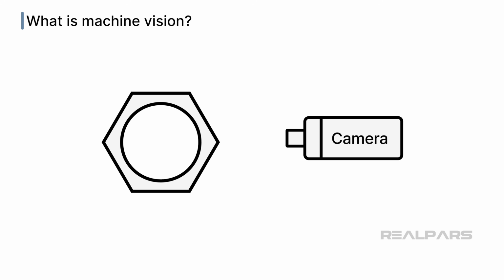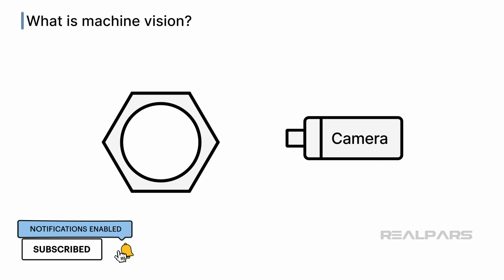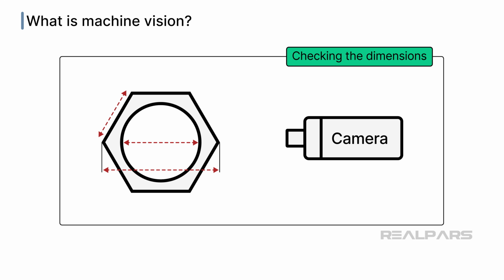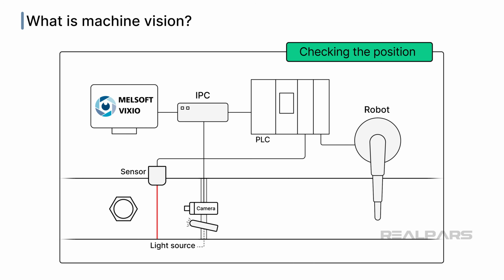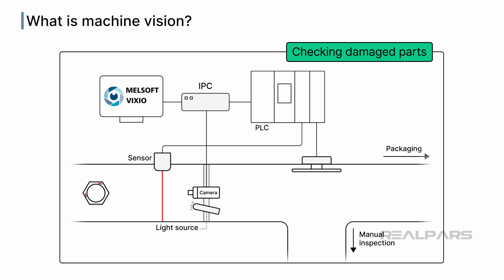Machine vision, in the context of industrial automation, is the use of cameras to perform automated visual inspections on components. Some common applications of machine vision include checking if the dimensions of parts are within specification before assembly, checking the position of parts on a conveyor so that a robot can pick them, and checking if parts are damaged so that they can be removed from the manufacturing line before value-added processes.